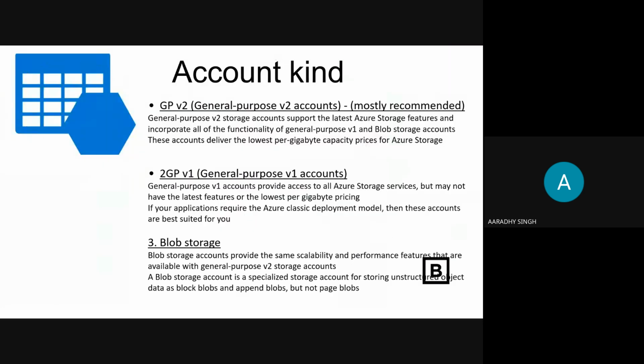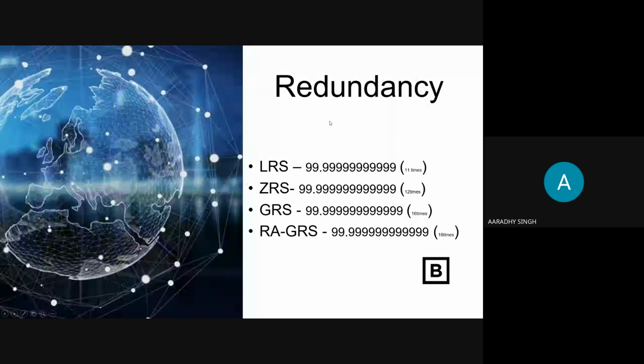Guys, we have the property of account kind. Account kind means what types of accounts are available. Nowadays we have the latest version, which is called general purpose V2. We have multiple types of redundancy options, as we already discussed. LRS: in this case, SLA will be 99.99, total 11 nines. You have to pay 2 cents per GB per month. In Indian rupees, you can convert it to 1 rupee 80 paise per GB per month. This is the storage charge.